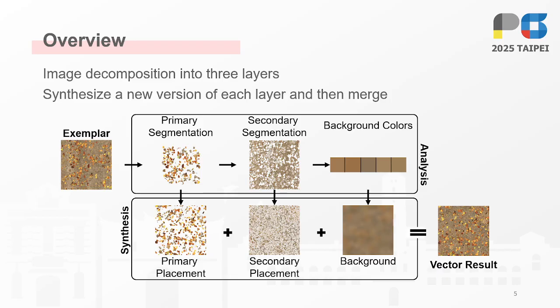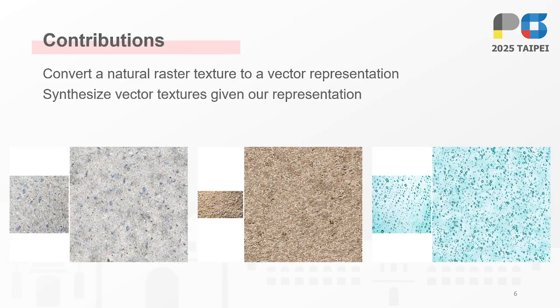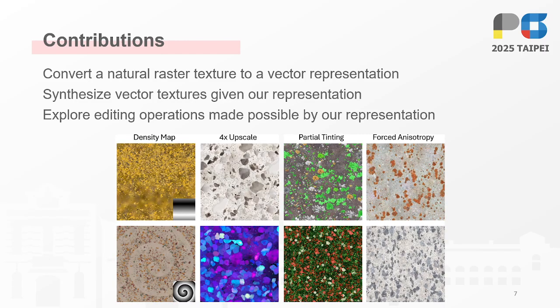Our method works first by decomposing the exemplar into 3 layers. We then synthesize a new version of each layer and merge them together to get the final vector result. Our contributions are to convert a natural raster texture into a vector representation, to synthesize vector textures given our representation, and finally, to explore editing operations that are made possible through our vector format.